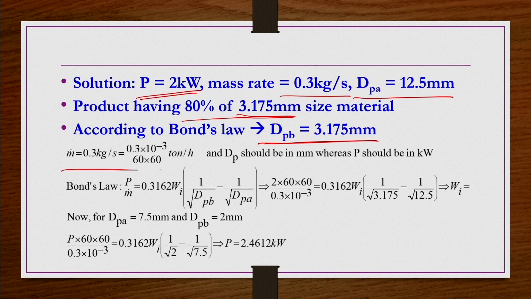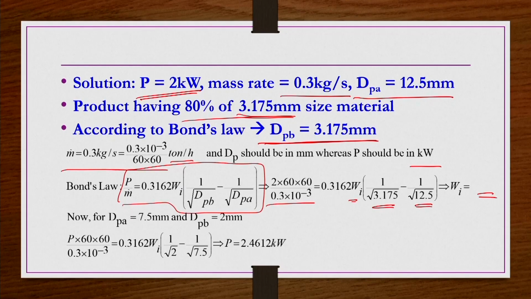So, now m dot is 0.3 kg per second, which you convert into tons per hour, and P should be in kilowatts, that is anyway given. Bond's law: P by m dot is equal to 0.3162 Wi multiplied by (1 by square root of dPb minus 1 by square root of dPa). You substitute all the values here: P is given, m dot is given, Wi is not known, dPa is 12.5, dPb is 3.175. You do the simplification and you get some number for Wi, the work index. So, from the first case of the data we find out the Wi.